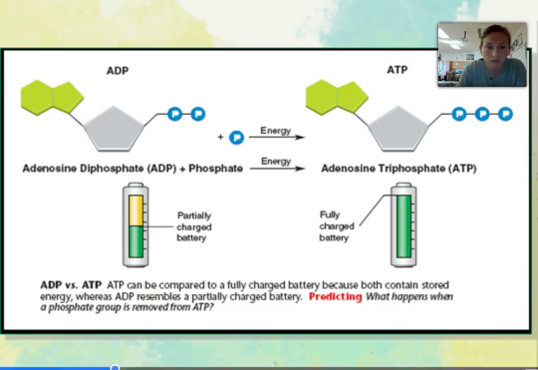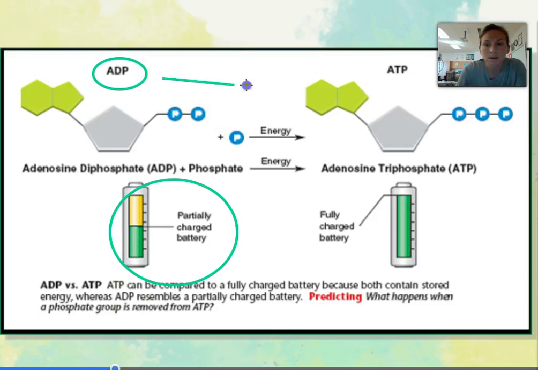In this picture, you can see we have two different types. We have a partially charged battery right here, which is what we refer to as ADP. Notice that the only difference between ADP and ATP is the number of phosphates. ATP has 1, 2, 3 phosphates, and ADP only has 1, 2. That's where you get the difference. Adenosine diphosphate for 2 and adenosine triphosphate for 3. So like I said, ADP is our partially charged battery. ATP is going to be our fully charged battery.